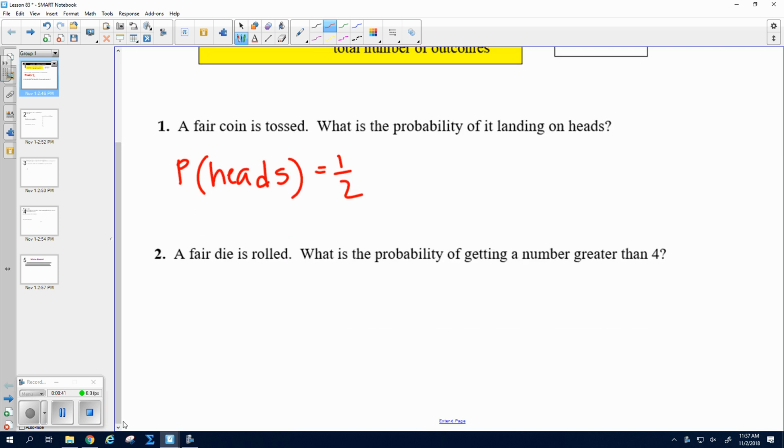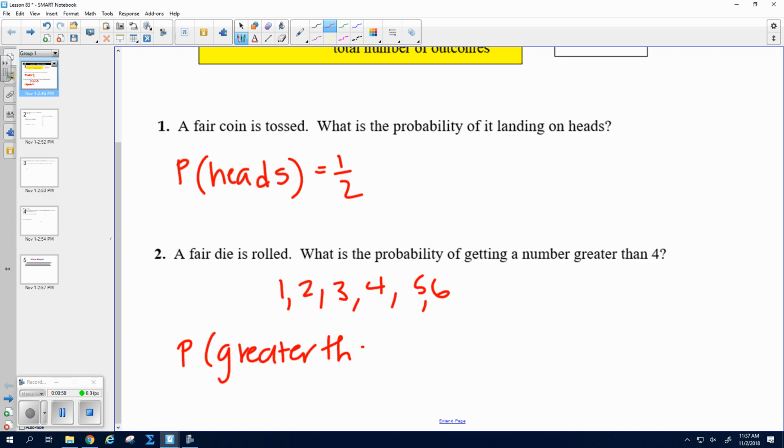A fair die is rolled. What is the probability of getting a number greater than 4? So our sample space on a fair die is 1, 2, 3, 4, 5, 6. There's 6 sides. They each have a number on it. So I want to know what's the probability of getting greater than a 4. So there are 2 numbers greater than a 4. That'd be 2/6, which is 1/3.